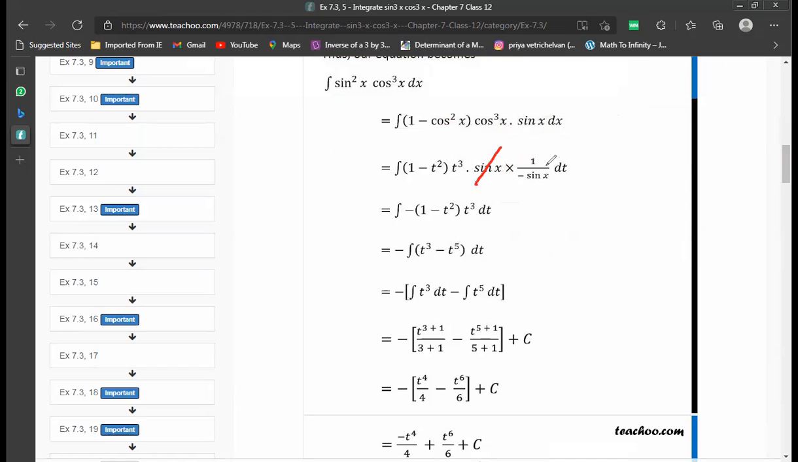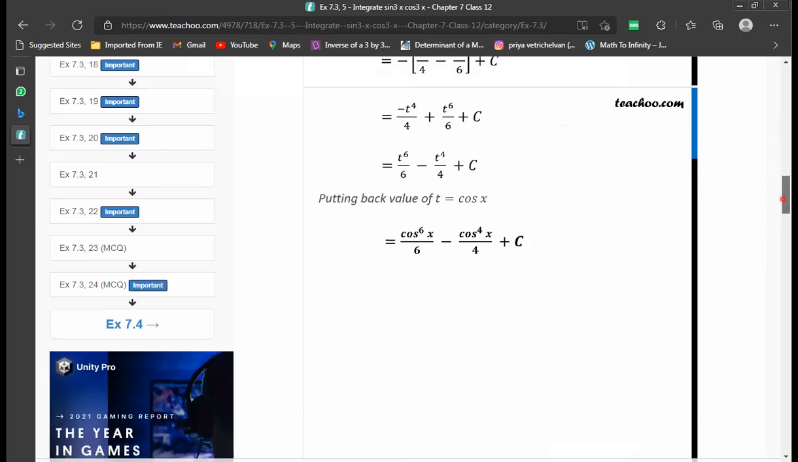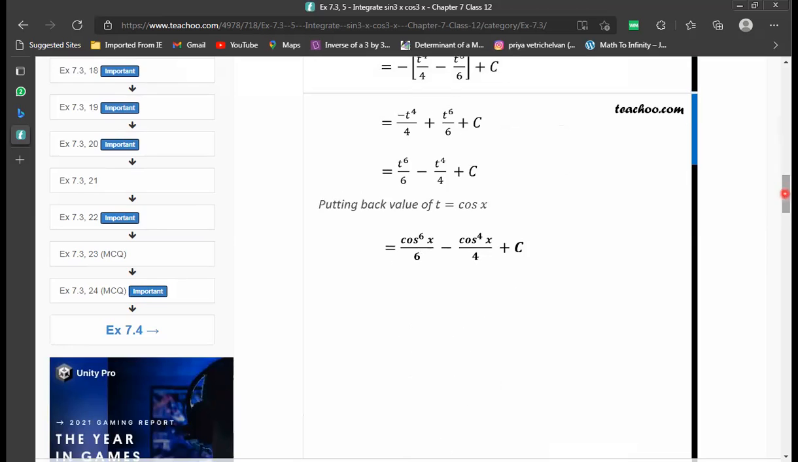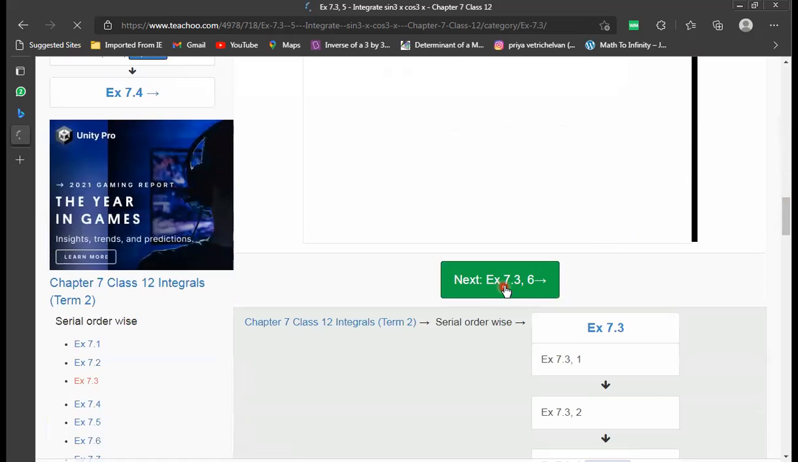This sin x and this sin x will cancel out each other. And take the minus inside. It will turn into t square minus 1 into t cube. They kept the minus outside. Anything is fine. You just take the t cube inside and do the multiplication. You'll be having an expression like this, and then you perform integration by using the power rule. And then you substitute the value of t, which is cos x. Okay, ma'am. Okay, done.